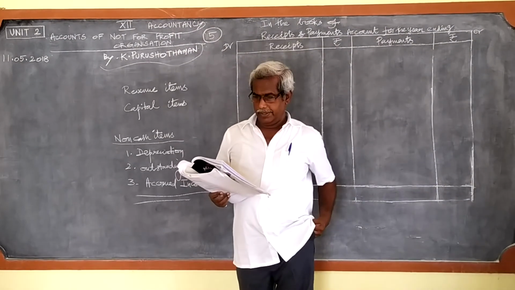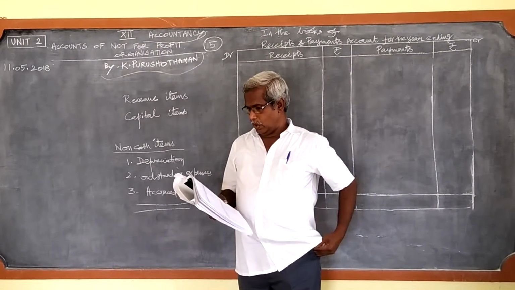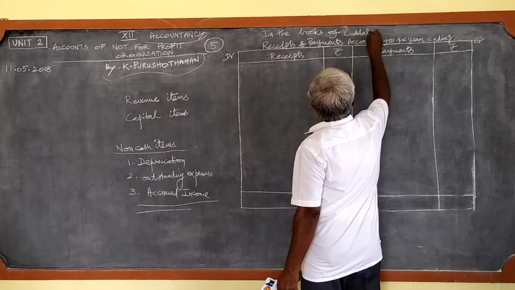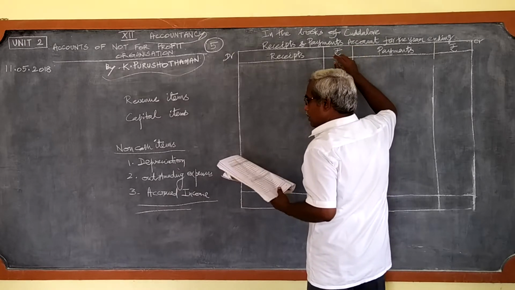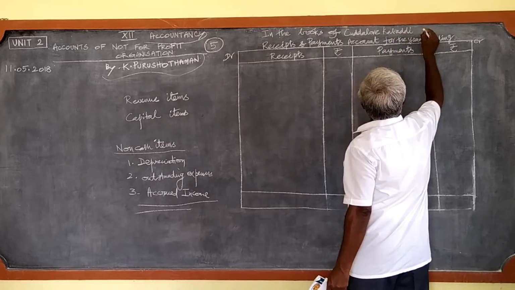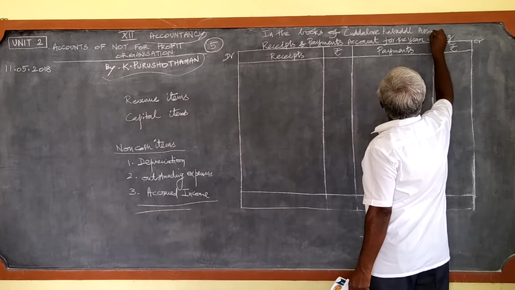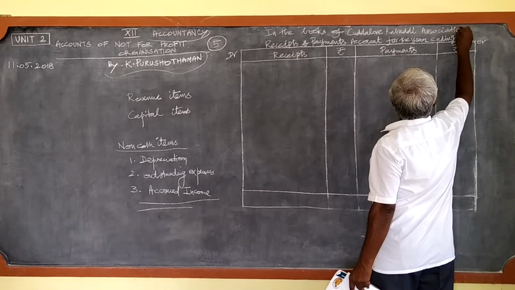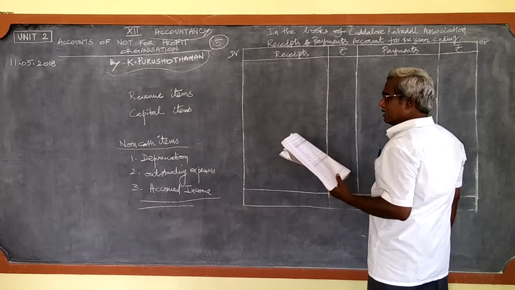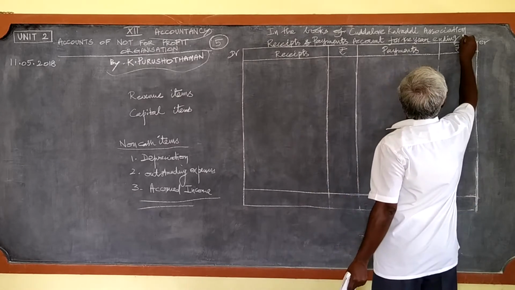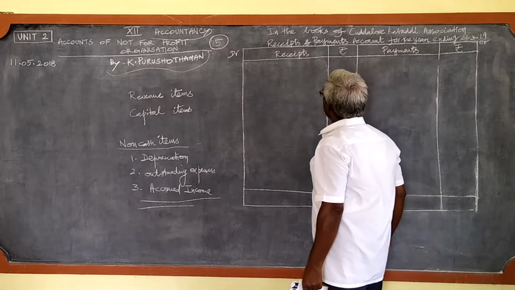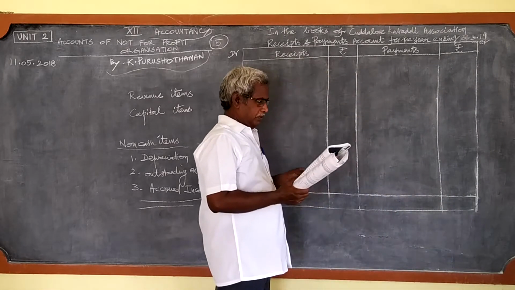Problem number 5 is: prepare the receipts and payments account of Kadalur Kabaddi Association in the books of Kadalur Kabaddi Association, the receipts and payments account for the year ending 31/3/2019. The same date. Now we shall go to problem number 5.